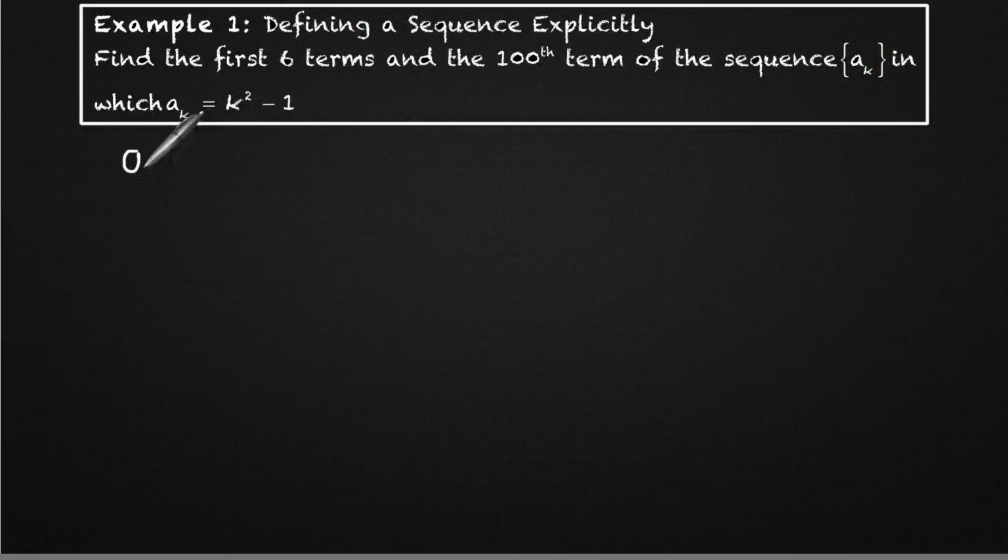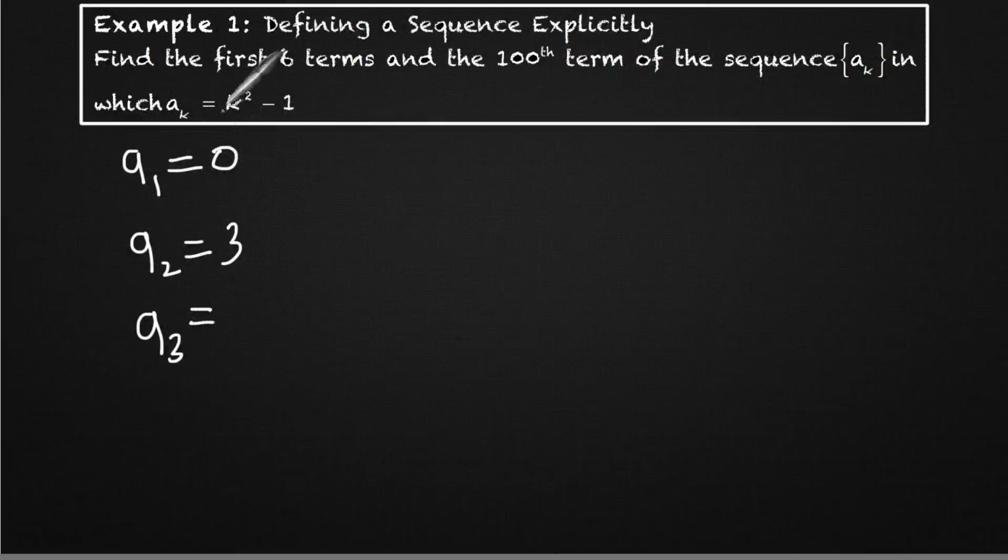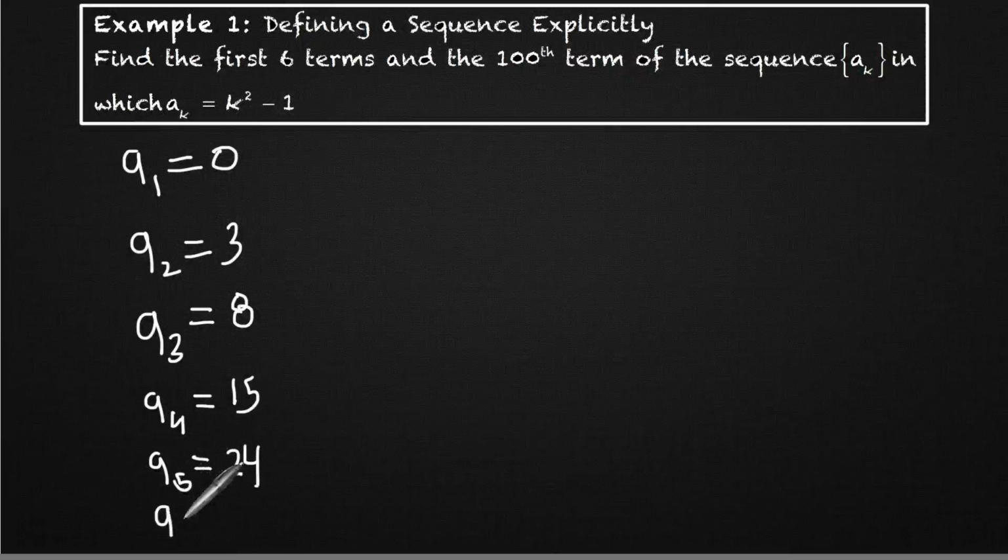So if I'm looking for the first term in this list, I would call that A1, and I would plug in 1 for k. 1 squared is 1, minus 1 is 0. Then A2 would simply be 2 squared, which is 4, minus 1, which is 3. And A3 is going to be 3 squared, which is 9, minus 1 is 8. And then you can see where this is going. This is pretty simple stuff. A4 is going to be 15. A5 is going to be 24. And A6 is going to be 35. 6 squared is 36, minus 1, so that's 35.